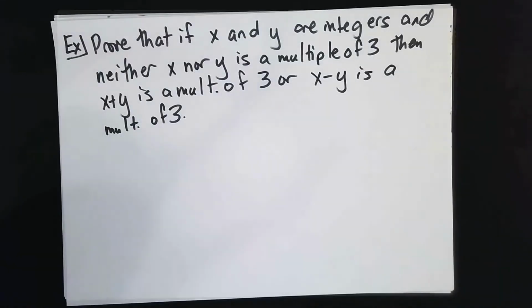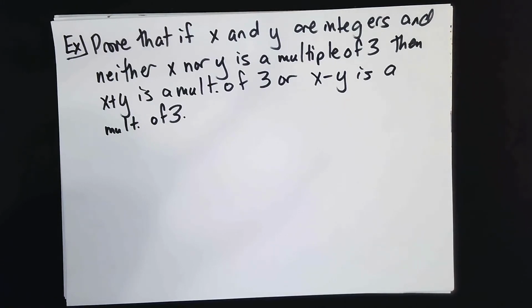Here's another example. Let's prove that if x and y are integers, neither x nor y is a multiple of 3, then x plus y is a multiple of 3, or x minus y is a multiple of 3. I'll give you a minute to look at this, and think to yourself, what proof method would you like to use?